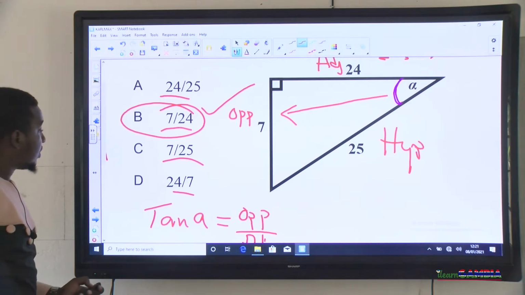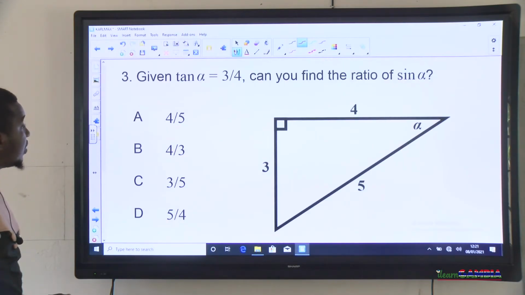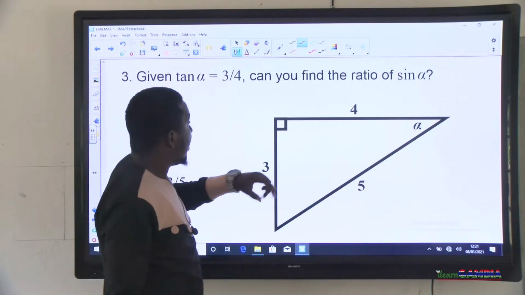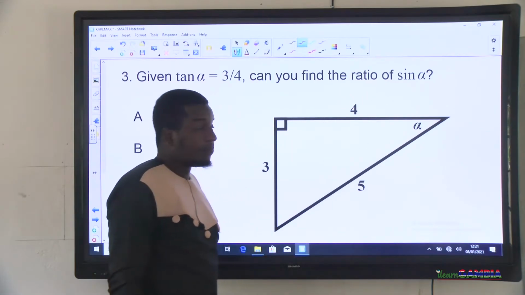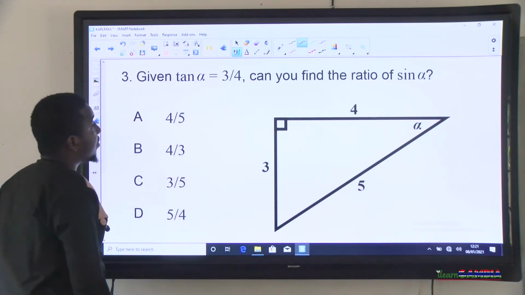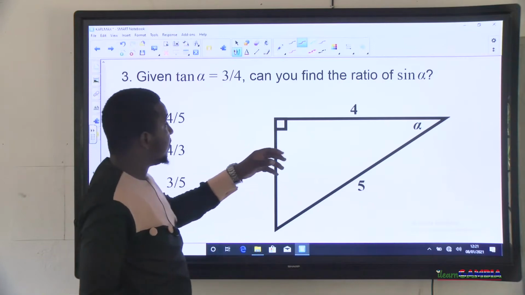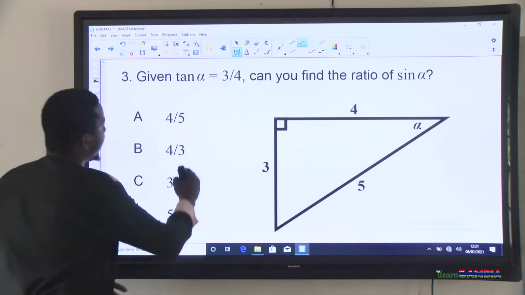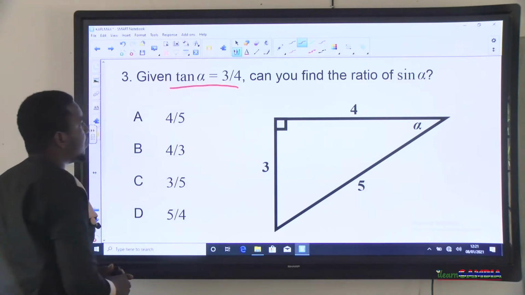I hope we understand that. Then we move on to the next one. Here it says, given that tan A is equal to 3 over 4, can you find the ratio of sine A? Now let's confirm if tan A is equal to 3 over 4.